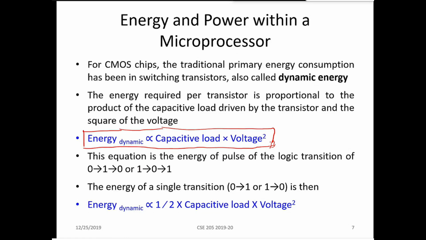This equation is for a pulse of the logic transition from 0 to 1 to 0, or 1 to 0 to 1. Suppose you have only a single transition, that is 0 to 1 or 1 to 0, then it is going to be one half of the capacitive load times voltage squared. So this is the generic formula. Keep in mind that energy is directly proportional to the product of the capacitive load driven by the transistors and the square of the voltage.